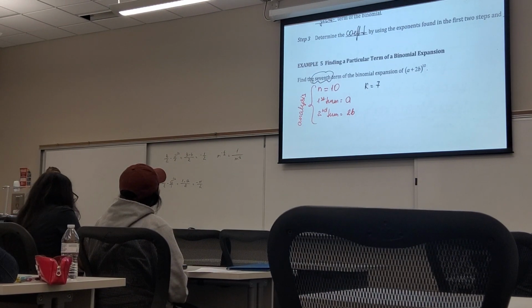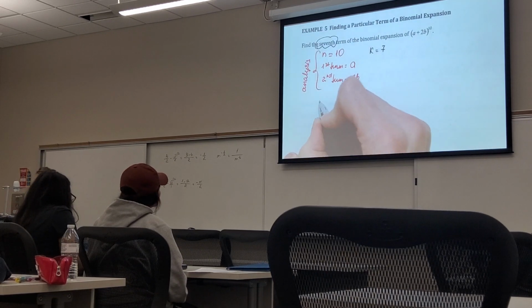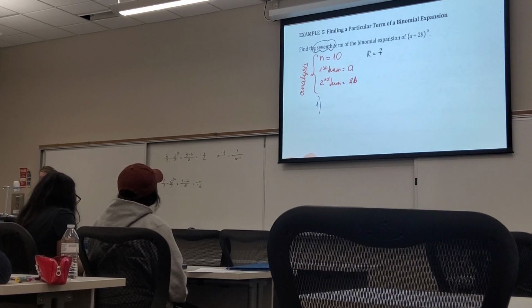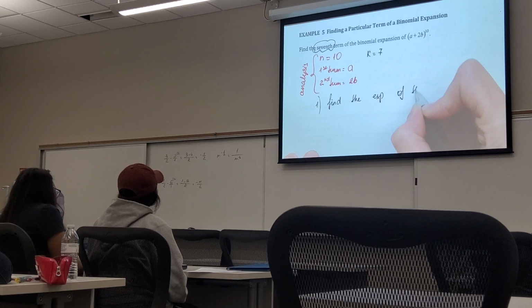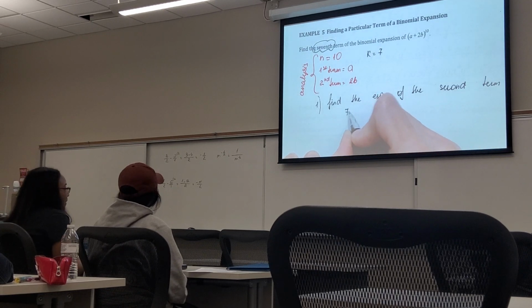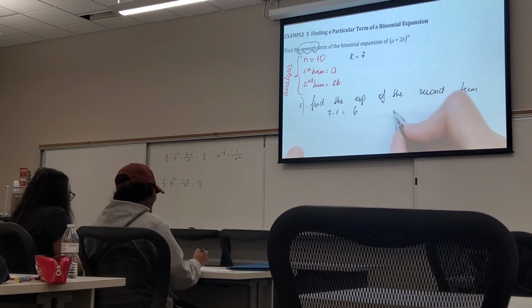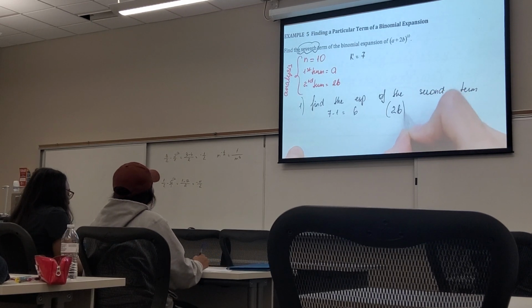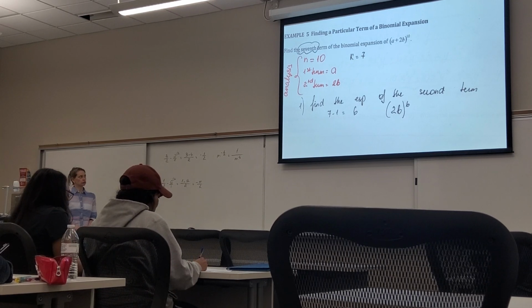Now when I analyze everything, the rest is easy. Step number 1. We are going to find the exponent of the second term. How? 7 minus 1 gives me what? 6. So I will have 2b to the 6th power. Any questions so far?